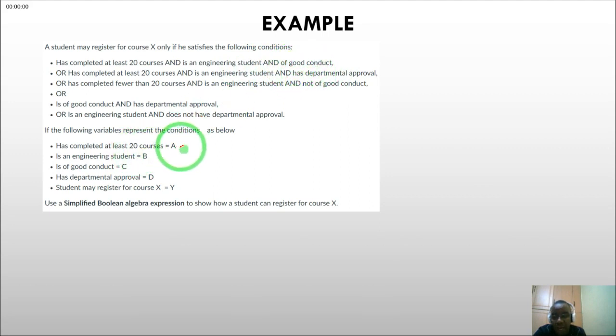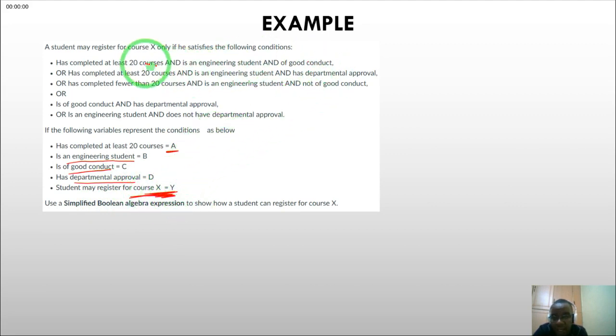And the variables are defined as follows: condition 1, having completed at least 20 courses, is defined by variable A. Variable 2, that a student is a good engineering student, is given variable B. Good conduct is given variable C, with departmental approval D, and the solution is expressed as a function Y.